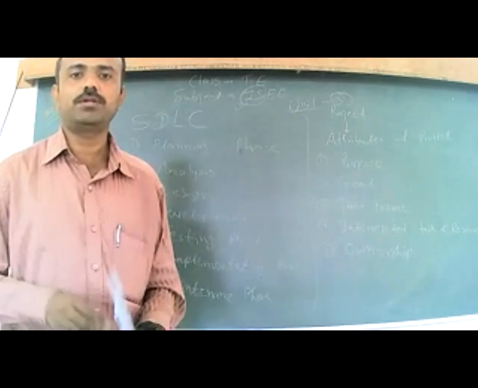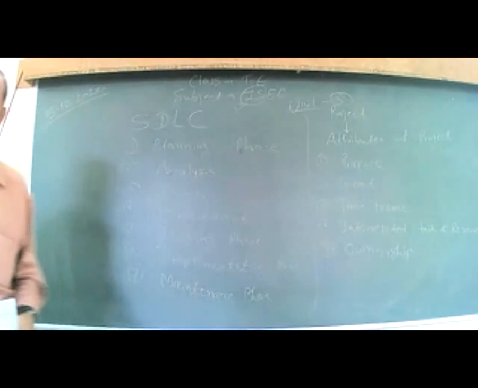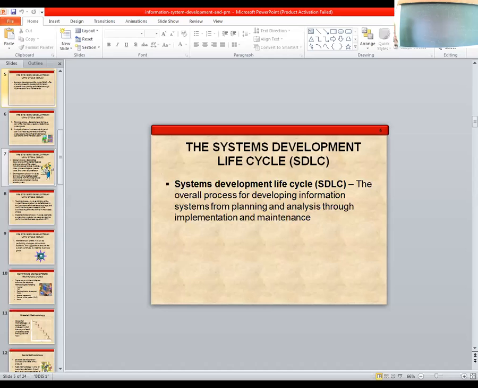Let me show you some slides where you will get some more ideas. According to these slides, the system development life cycle is an overall process for developing an information system, from planning and analysis through implementation and maintenance.